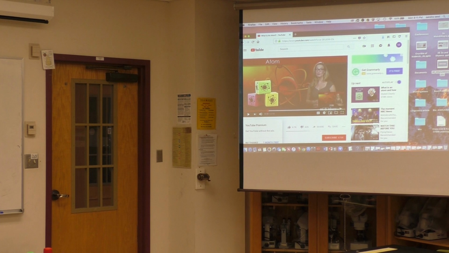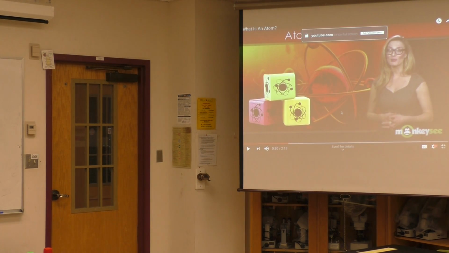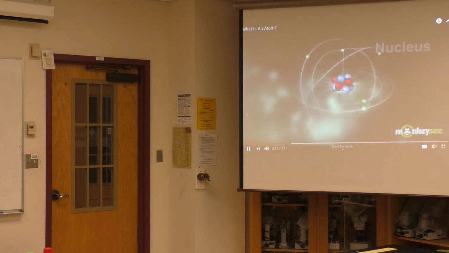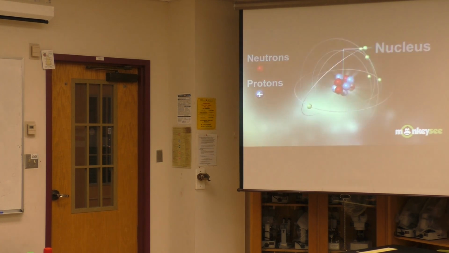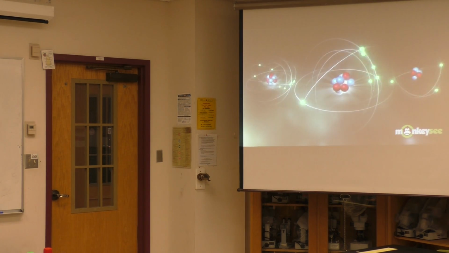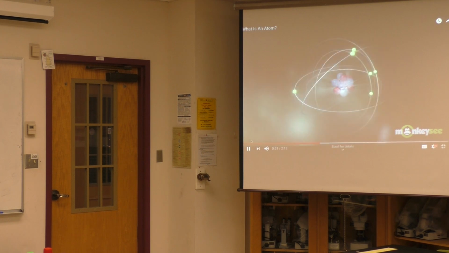Hopefully, as you're watching this video, you try to connect it with what we just covered through our slideshow and through the models and everything. Atoms make up everything. Each atom has a dense center called a nucleus. The nucleus contains neutrons, which have a neutral electric charge, and protons, which are positively charged. The number of protons in an atom determines an element's physical properties. No two elements have the same number of protons.